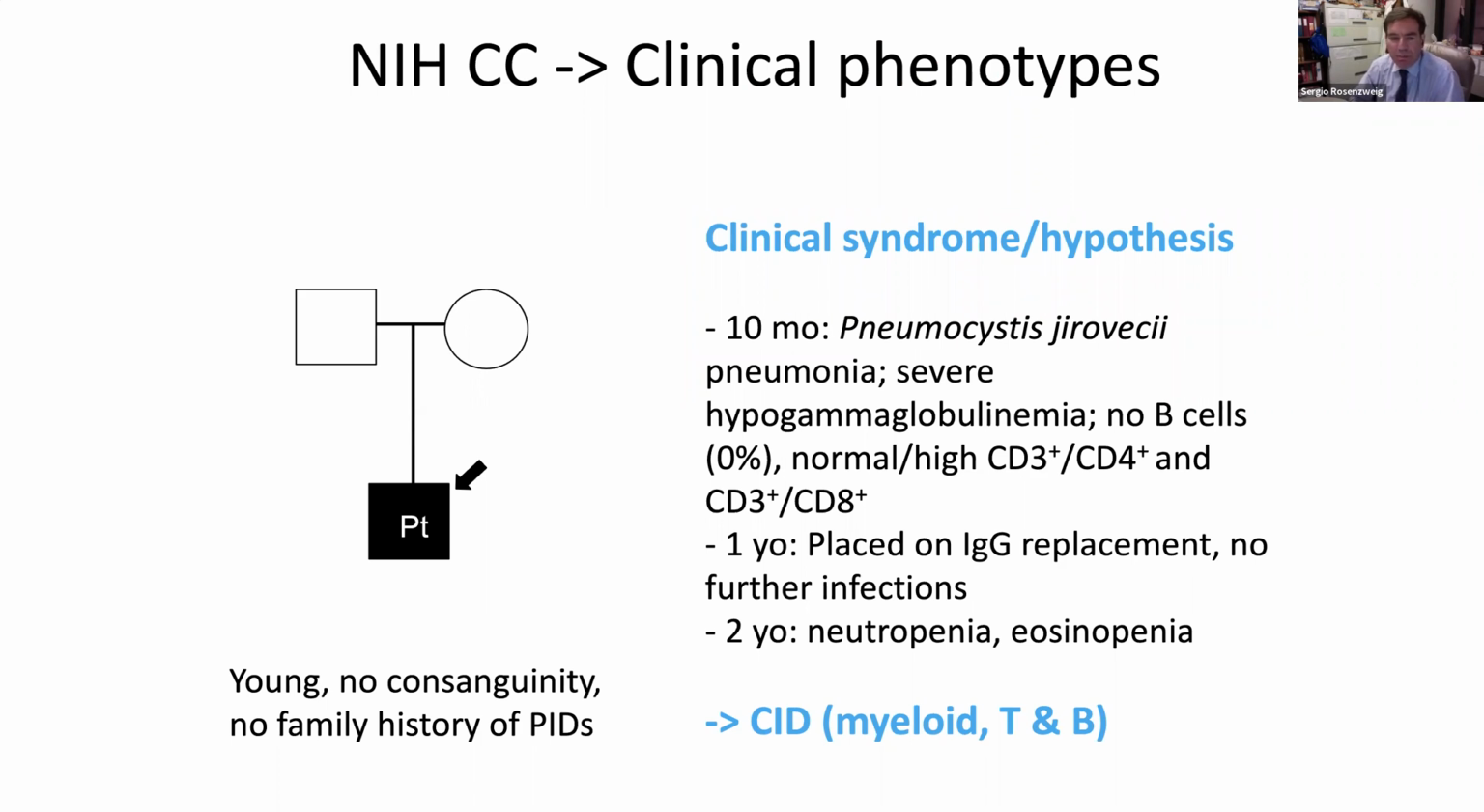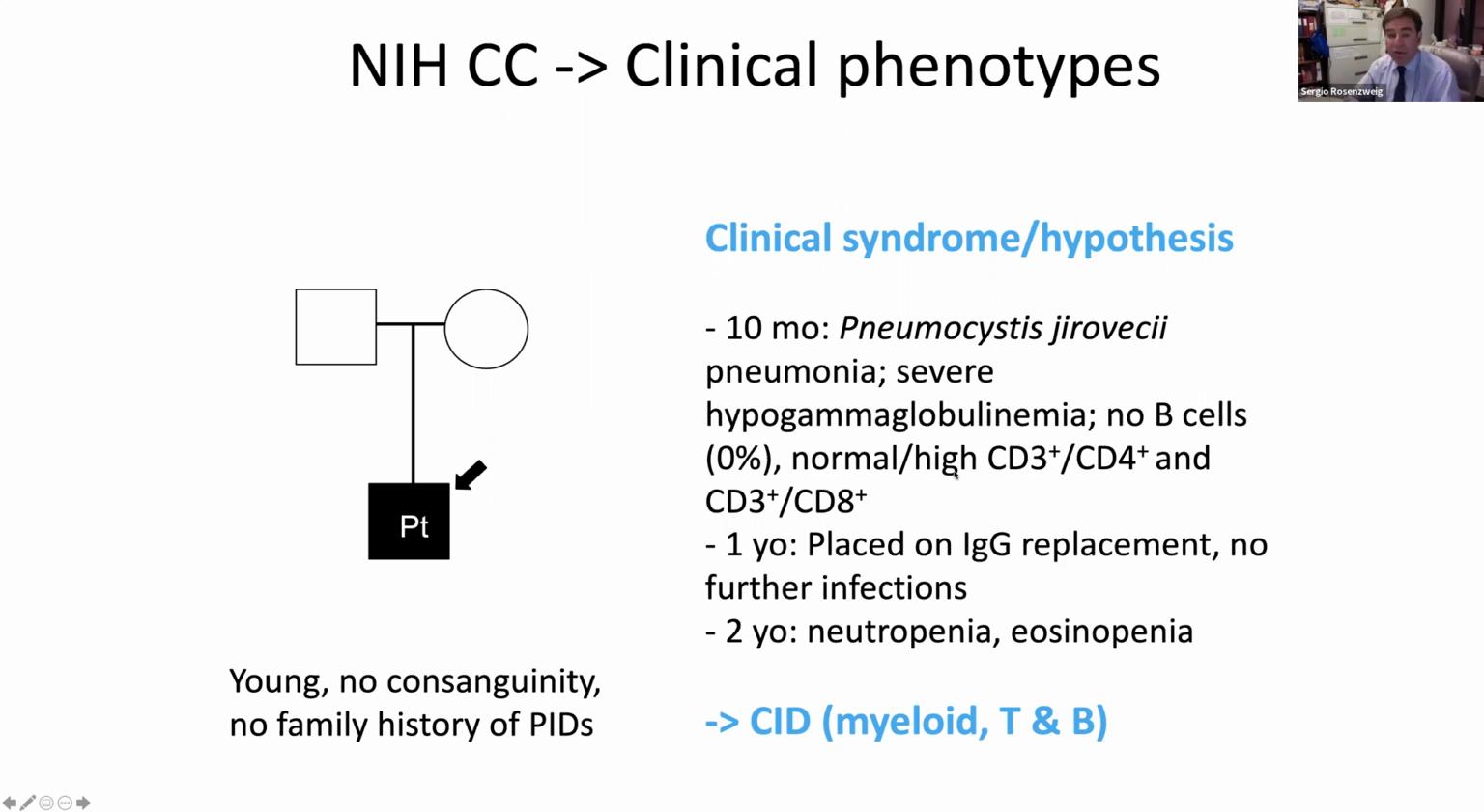So here is a completely different clinical phenotype. This is a patient that was referred to us because she had Pneumocystis jirovecii pneumonia by the age of 10 months. So that was her first infection. It was very severe. And at that time, an immunological evaluation was conducted. And besides the PCP or PJP, which is typically associated with a T cell problem, she was found to have severe hypogammaglobulinemia with no B cells and normal to high CD4 and CD8 cells.